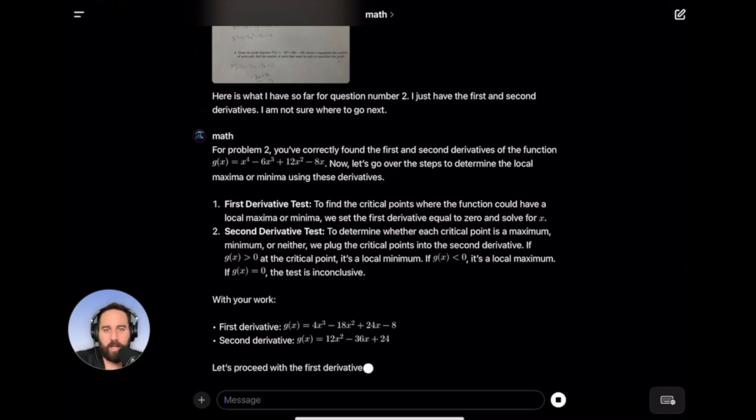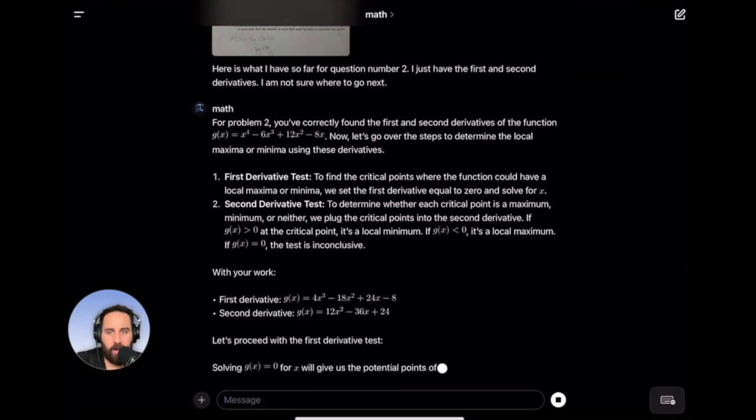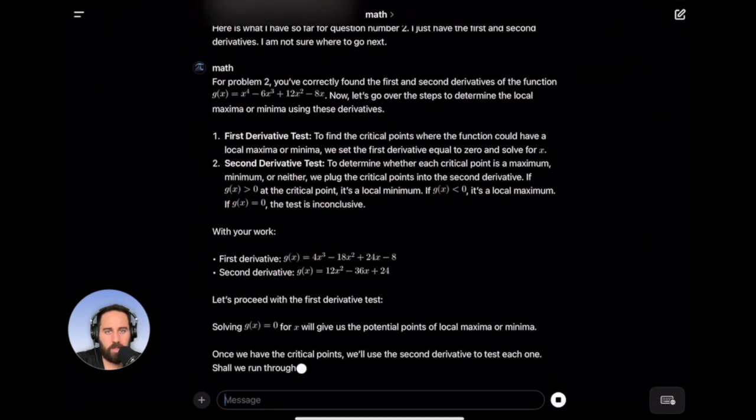For problem 2, you've correctly found the first and second derivatives of the function. Cool. Now let's go over the steps to determine the local maximum. First derivative test.